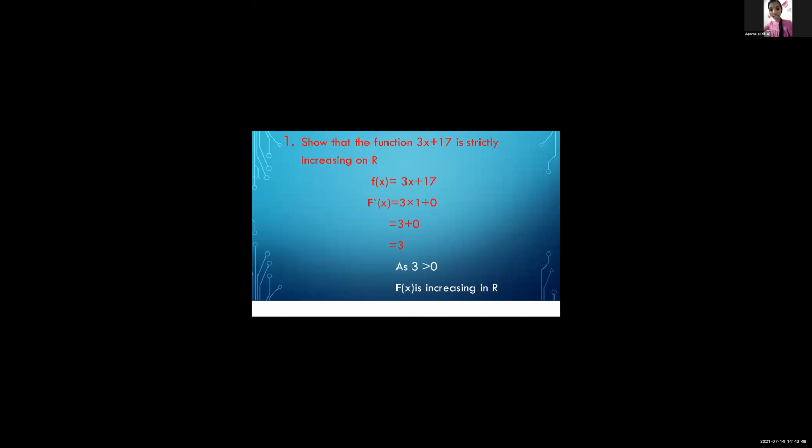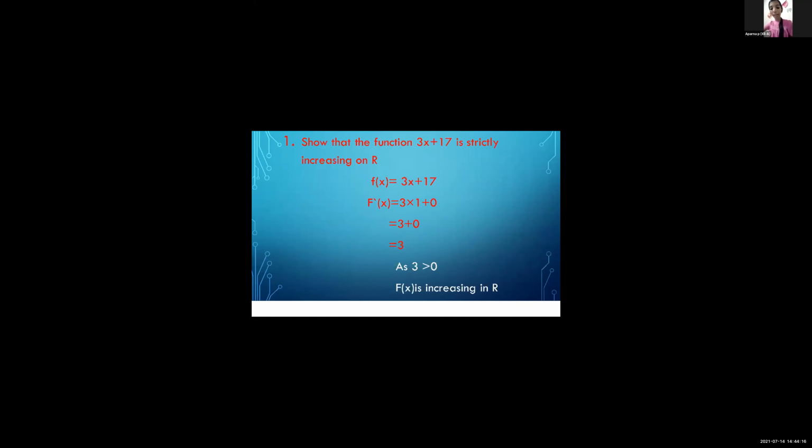So can anyone tell, when can we tell that a function is increasing? I told you earlier. When the derivative of the function is greater than 0. Yes, that's correct. So when the derivative f dash of x is greater than 0, we can tell that the function is an increasing function. So here, f of x is equal to 3x plus 17.